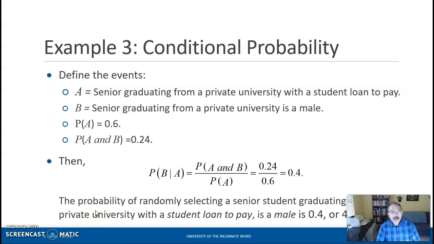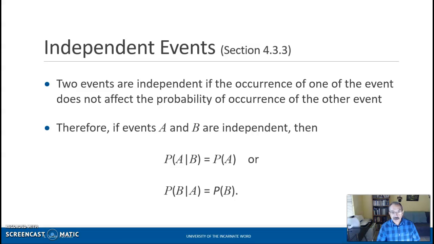So the probability of randomly selecting a senior student graduating from a private university with a student loan to pay who is a male is 0.4 or 40%. All right, so with this I showed you 3 examples of how conditional probability could come into a problem and how you can address this. All right, in the next segment, now we're going to talk about independent events.